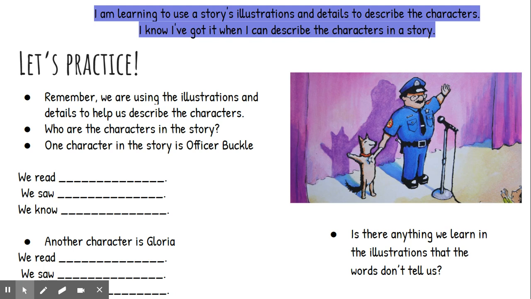We know. What is something we know about Officer Buckle? Something we know about Officer Buckle is that he loves to teach about rules. Who is another character in the story? Gloria. Try to complete these sentence stems on your own about Gloria. What is something we read about Gloria? What is something we saw in the illustrations of Gloria? And what is something we know about Gloria?